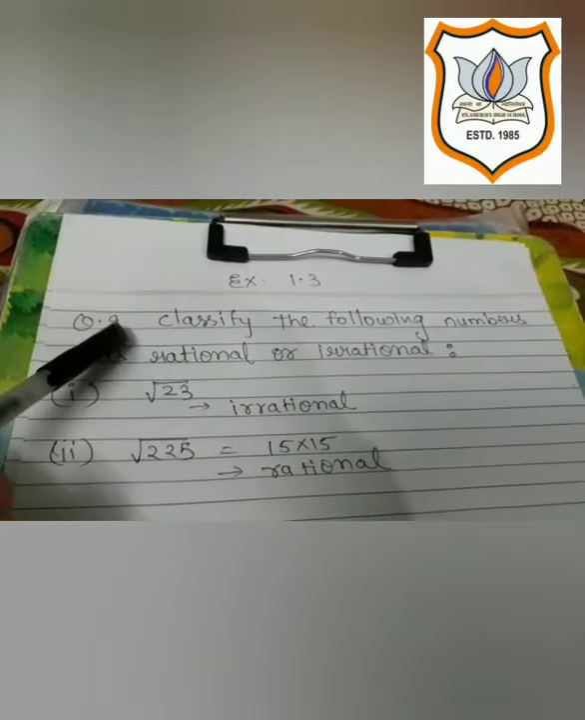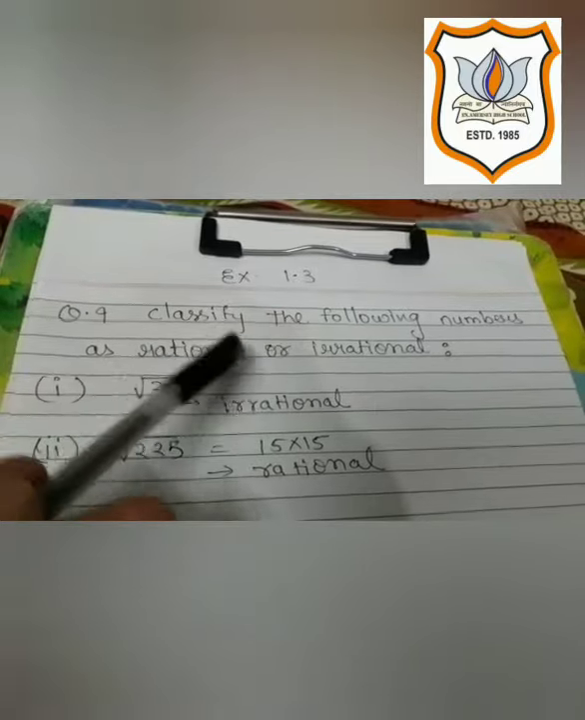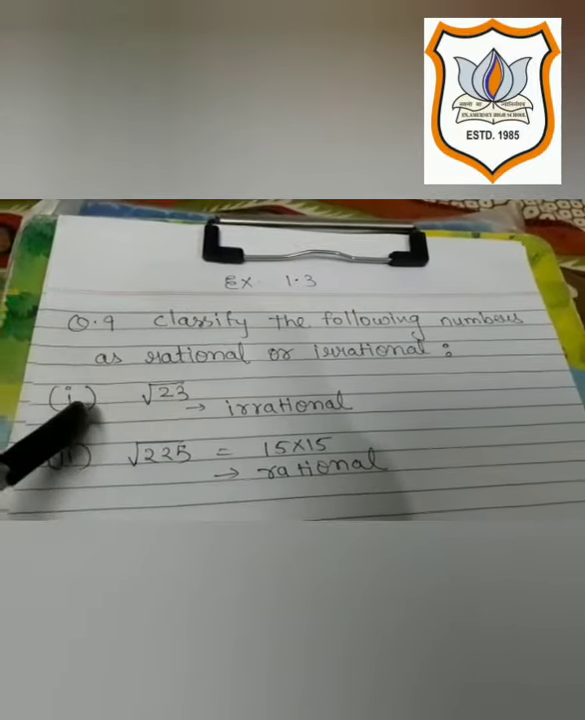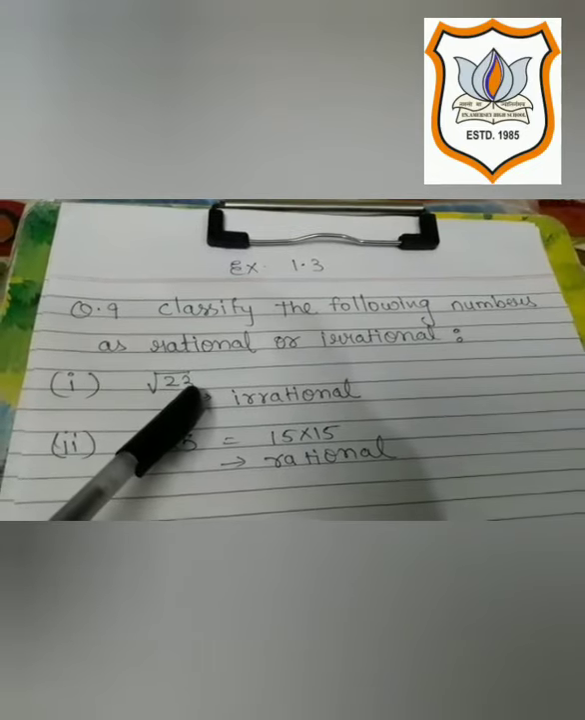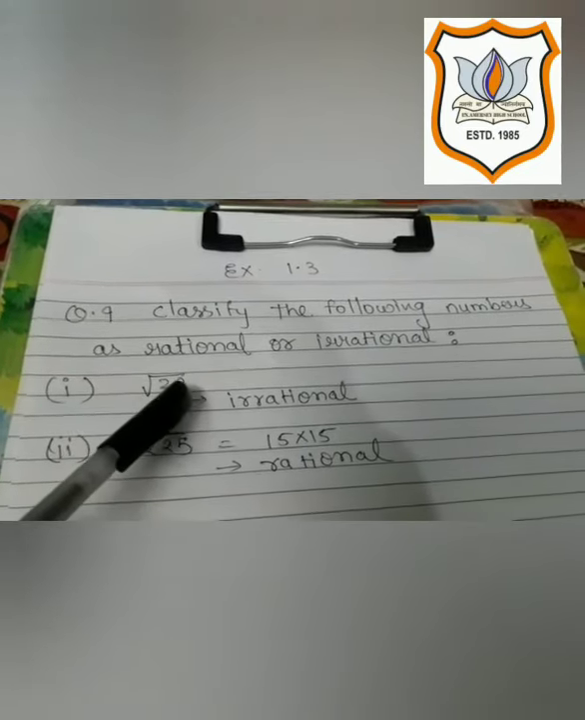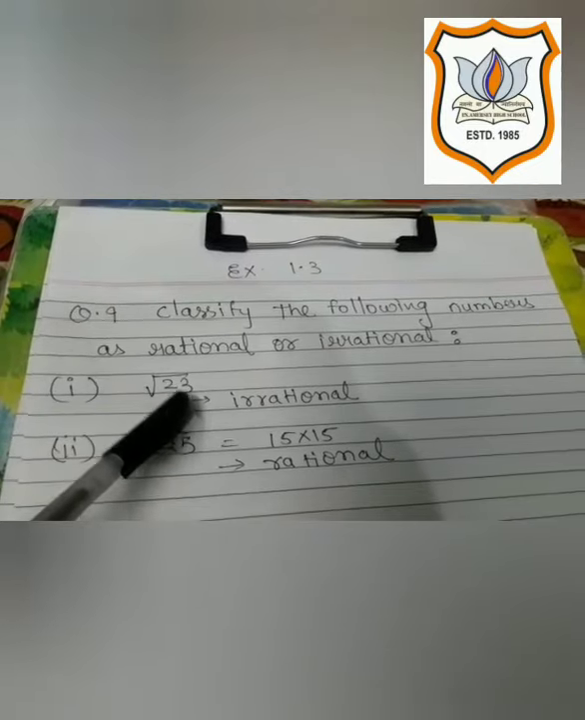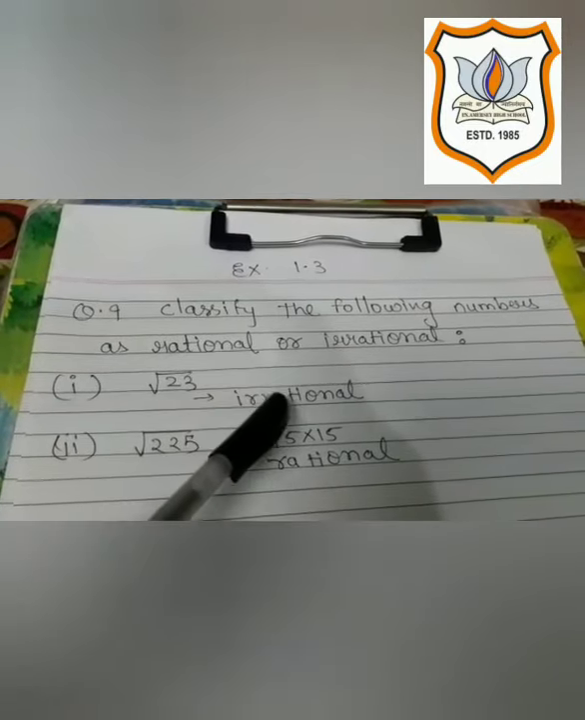Okay, students, exercise 1.3, last question, question number 9. Classify the following numbers as rational or irrational. The very first part is root 23. As we know, 23 is a prime number and it is not a perfect square. Therefore, root 23 will be an irrational number.